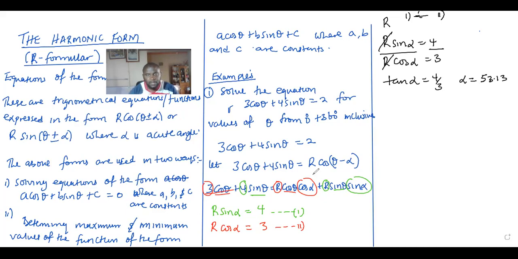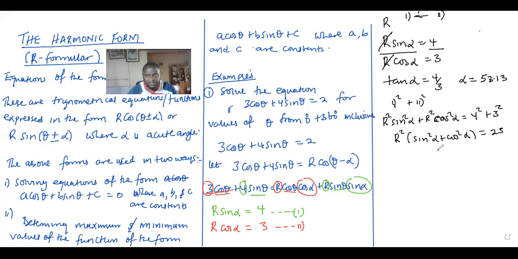53.13. Now r can be got from squaring 1 and 2, which gives us r squared sine squared alpha plus r squared cos squared alpha is equal to 4 squared plus 3 squared. Then you realize r squared into sine squared alpha plus cos squared alpha is equal to 25. This clearly will show you that r is equal to 5, plus or minus. But at this instance, we can take the plus.